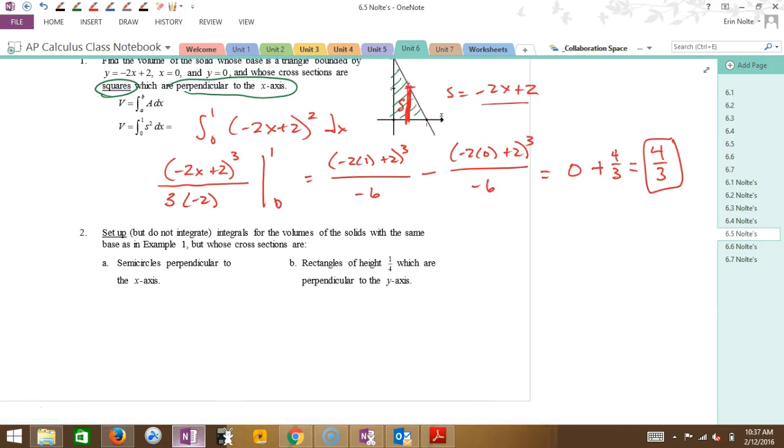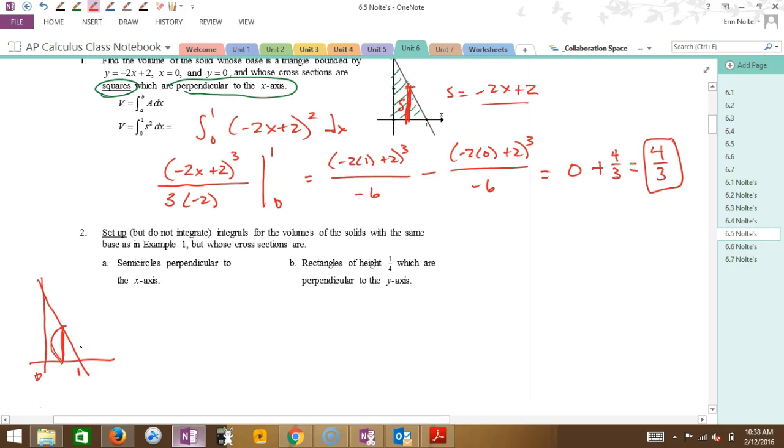Okay, so this one, they're using the same base area as question number 1. So we're looking at the little triangle. But this time we're going to use semicircles that are perpendicular to the x-axis. Okay, so let me draw this visual to the best of my ability. I do not claim to be an artist. Okay, so perpendicular to the x, so the base of the semicircle is going to be just like the squares. So you're kind of envisioning this top half of a circle coming upward, right? Do you see it in your brain? So it's going from 0 to 1.